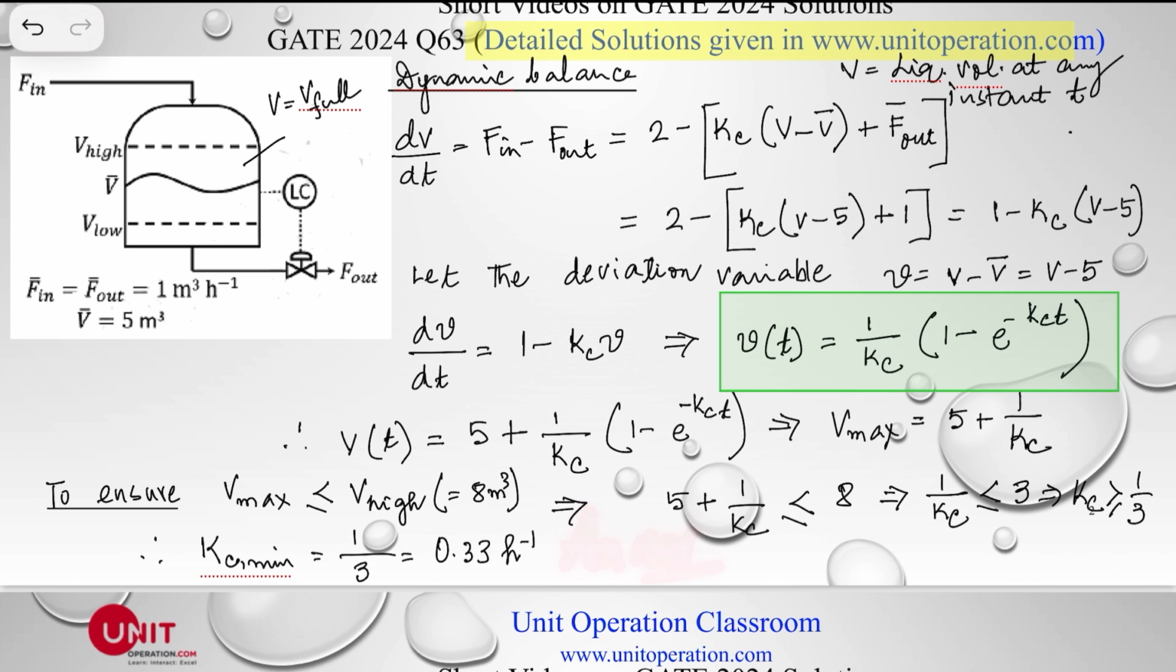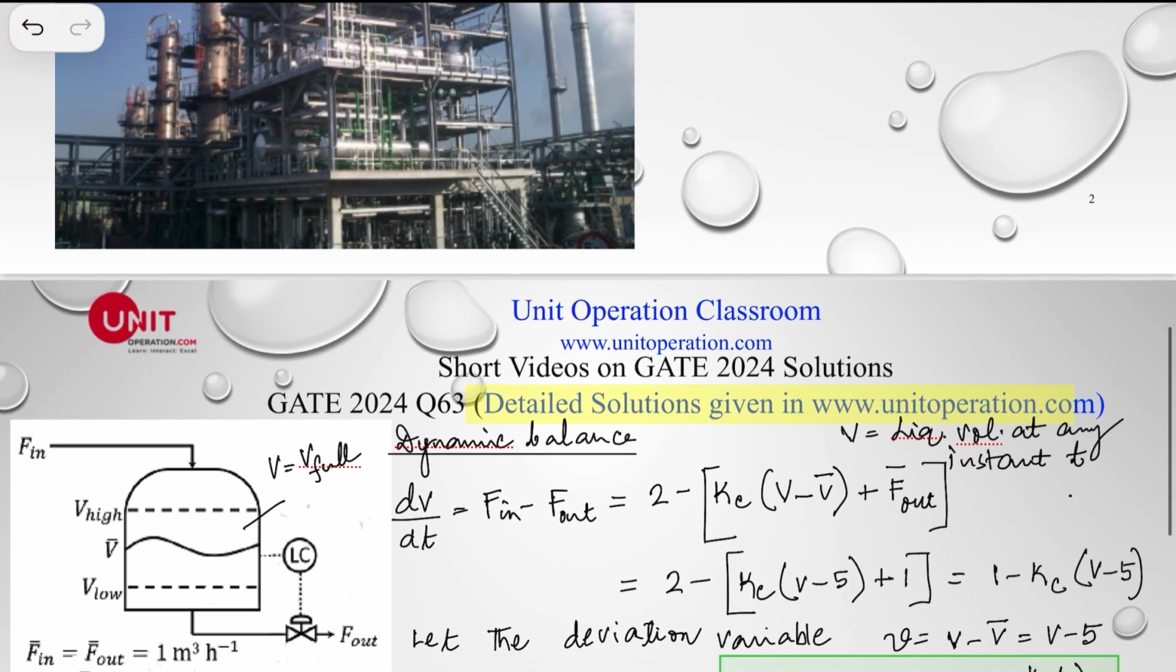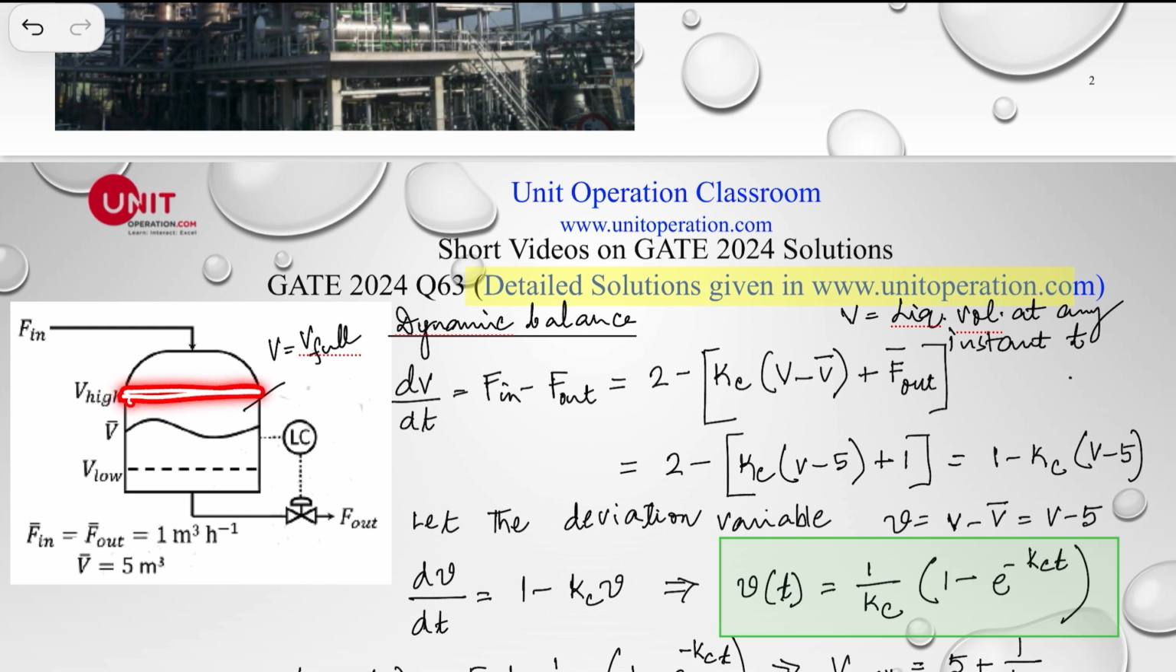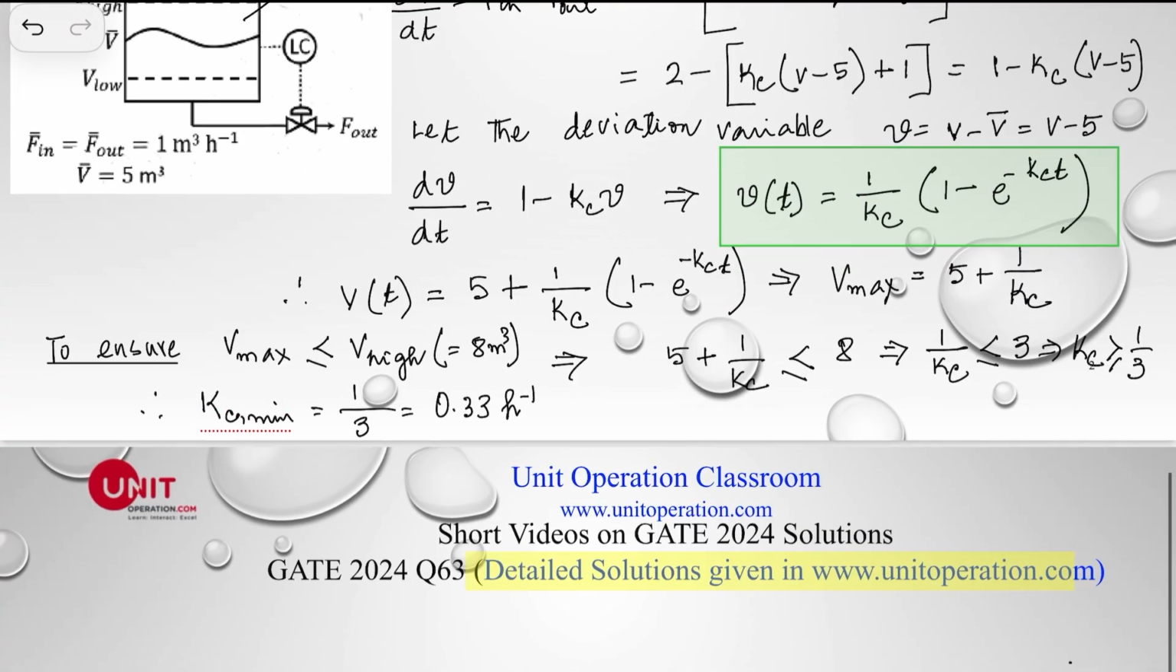So that value of Kc should be set here, so that V max never reaches V high. So V max is always at or below this V high value, so that any disastrous effect, like let's say in case of any upstream changes, this level never exceeds this value of high level in the surge drum. So as I said, the answer is this one. Kc minimum is 0.33 per hour. So this is the answer.